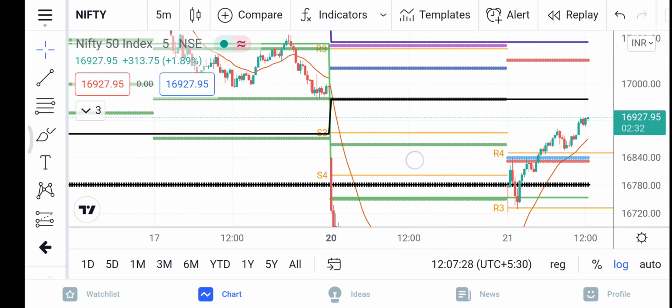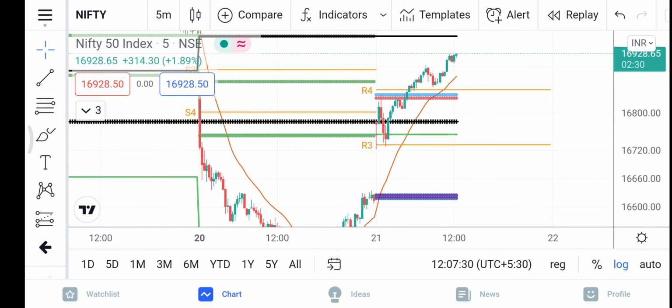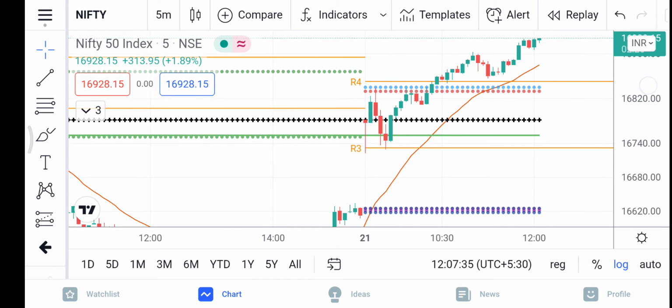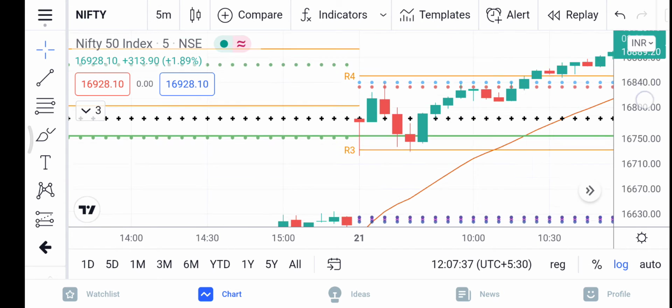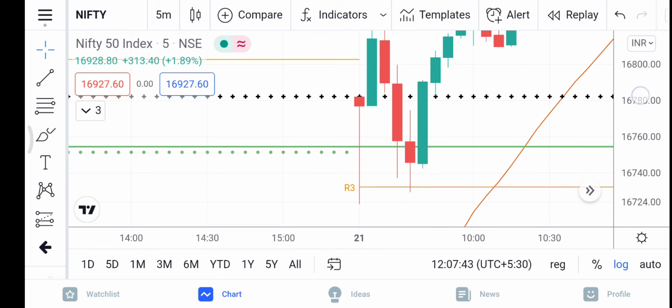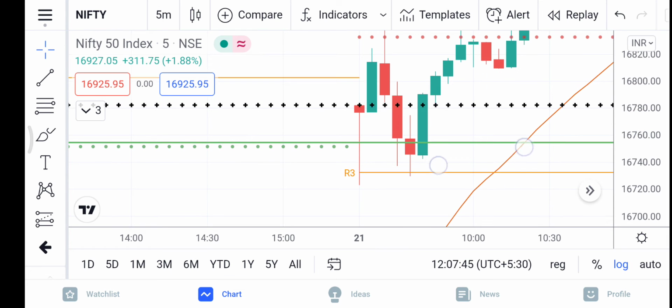This is the Nifty chart today. Today in Nifty we are having a very narrow CPR. Okay, today the market opened gap up. The first candle took the support near this weekly support. This is the weekly S2, weekly support S2.